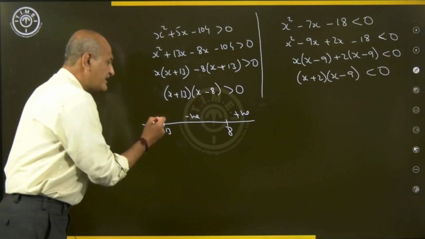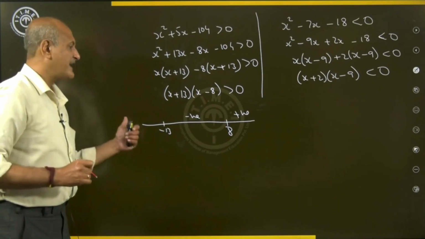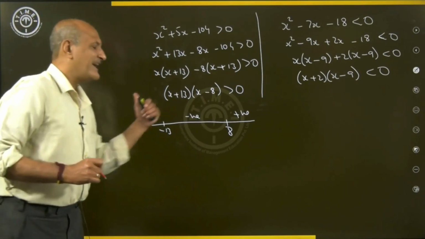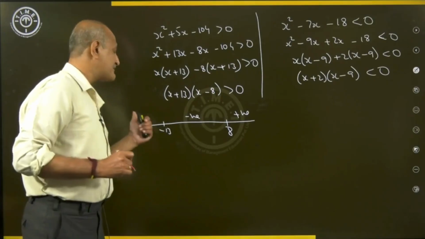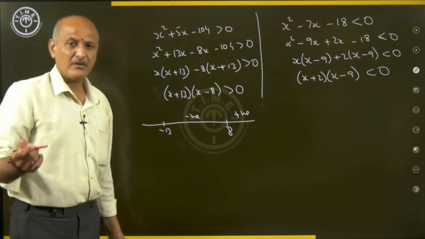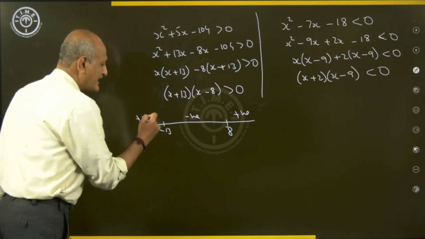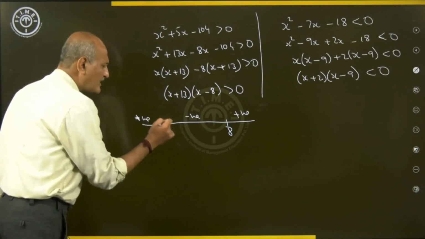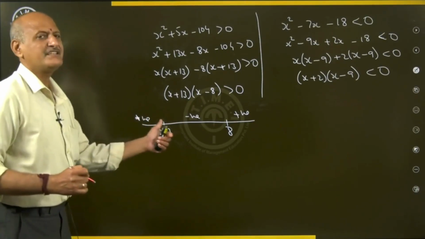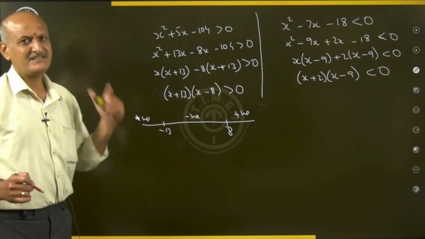In the same manner, choose any number which is less than minus 13 here. You will see that x plus 13 is negative and x minus 8 is also negative. Negative into negative will be positive. So for all numbers which are less than minus 13, the expression will be positive. Hence this condition is seen to be satisfied.